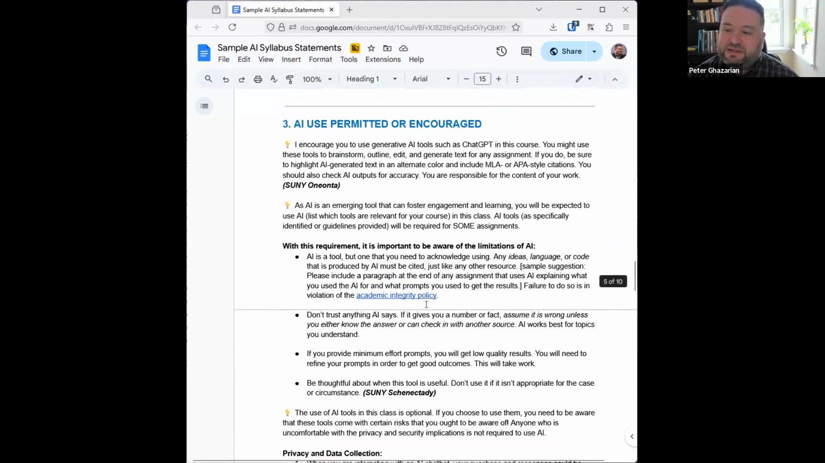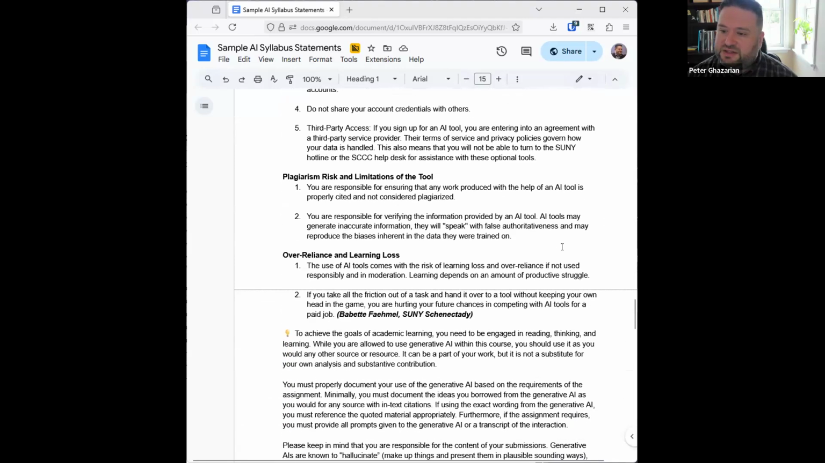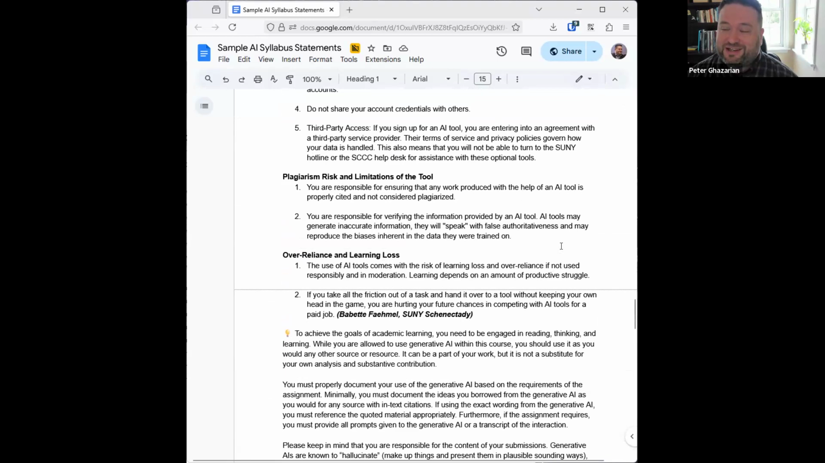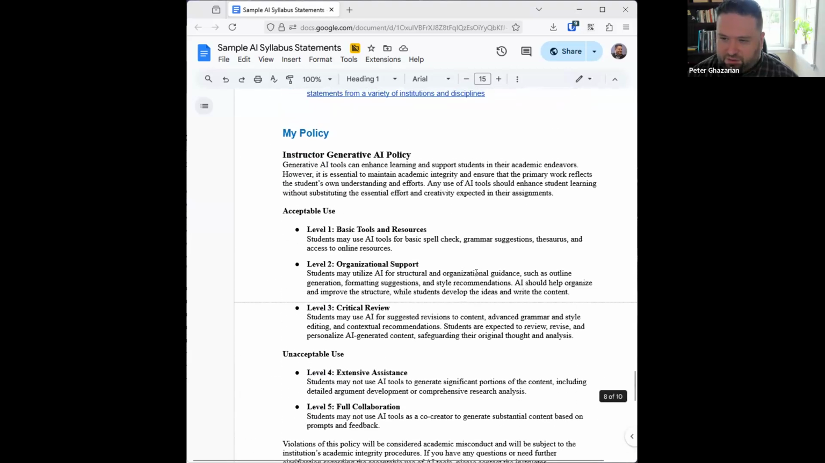And then finally, we have some samples of syllabus statements that permit or encourage the use of AI and may even give some suggestions about where or how to use it. And warnings as well to the student: if you do use AI, these are the things you might want to look out for. For example, over-reliance and learning loss are real dangers if you become too dependent upon these tools. And then finally, what I have here is my policy.